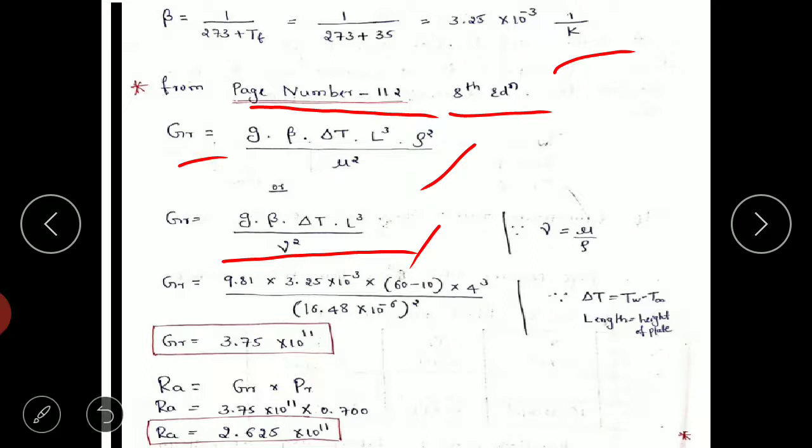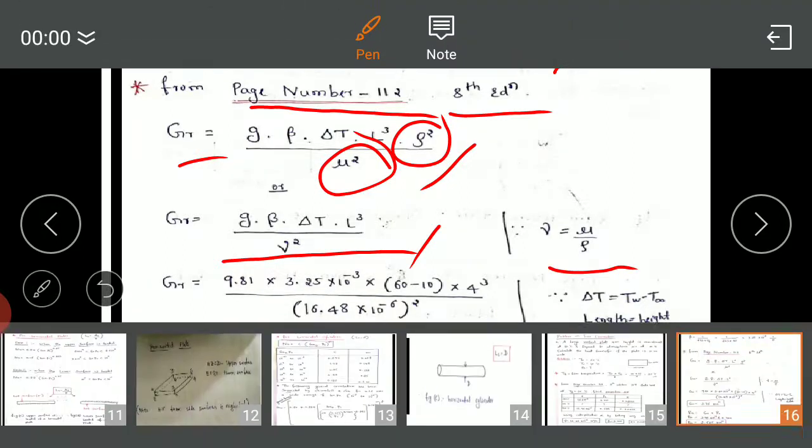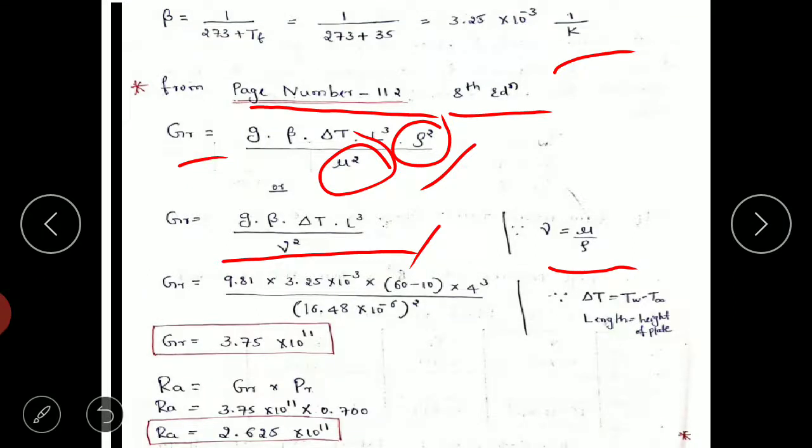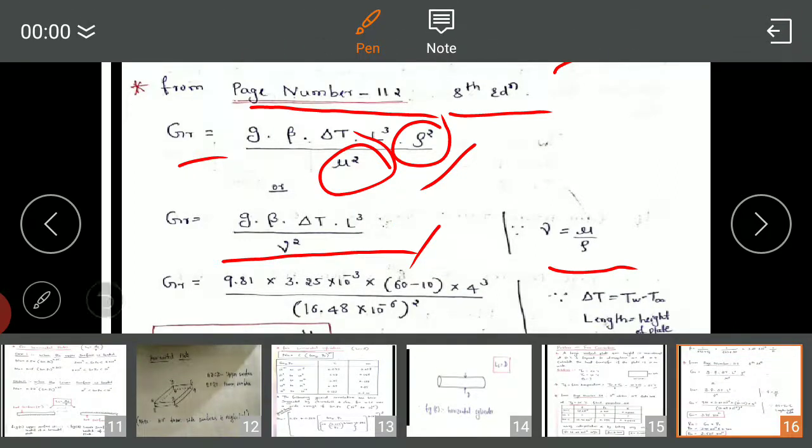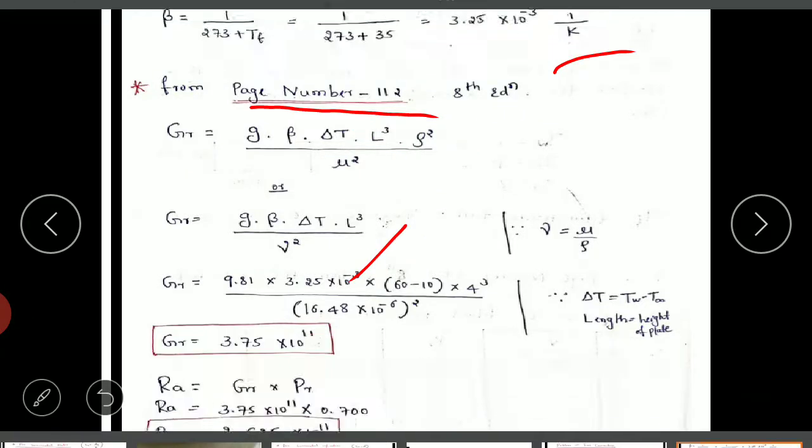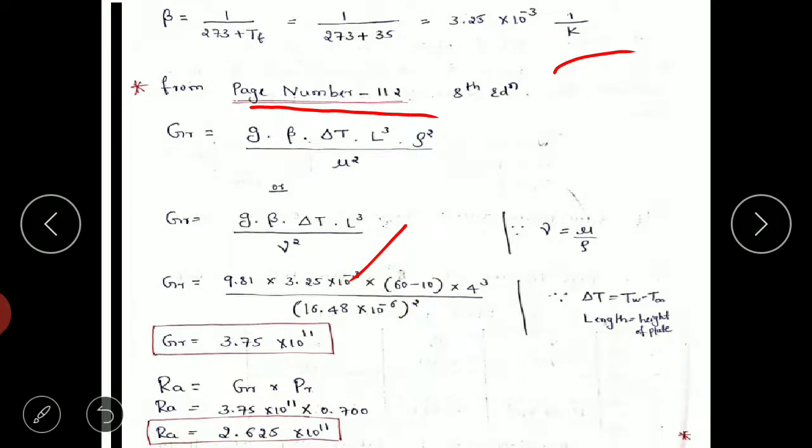Here, mu, rho square and nu square are substituted as nu, and we get this formula, which is simple. Instead of substituting two values, we substitute nu square and we use this formula. So always we use this formula in order to calculate GR. I hope it is clear. The first formula is just shown to give an understanding. There are two ways to express the same formula. So this formula we are using.